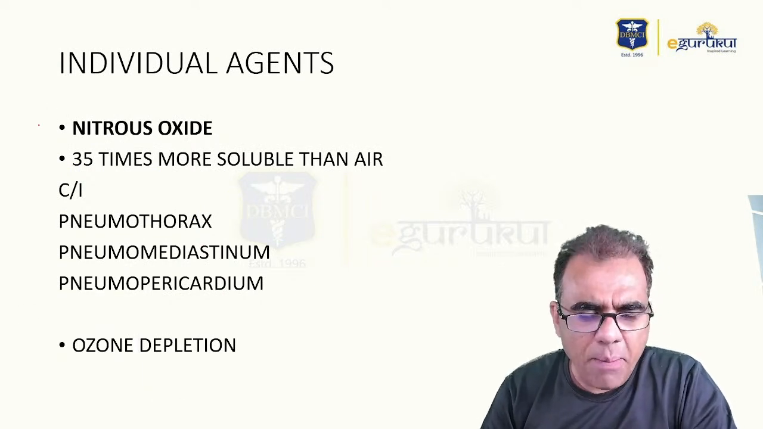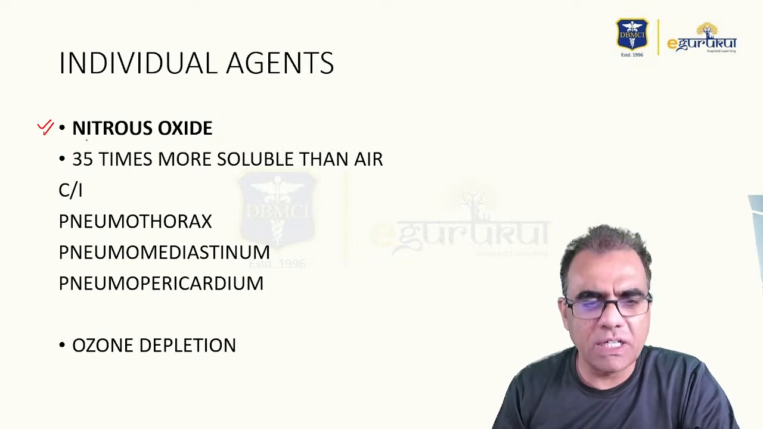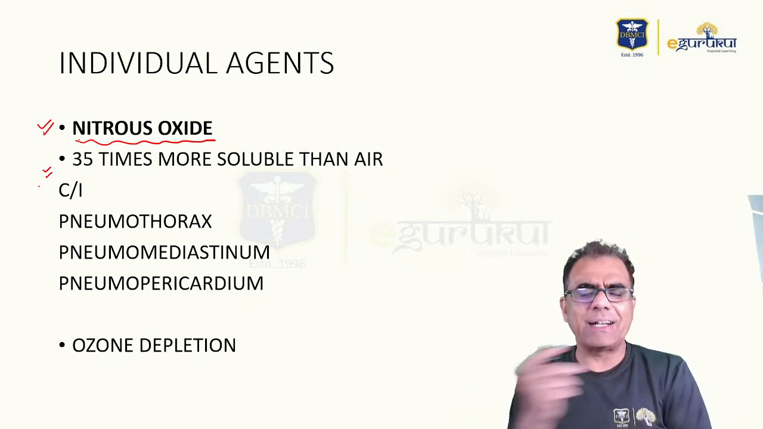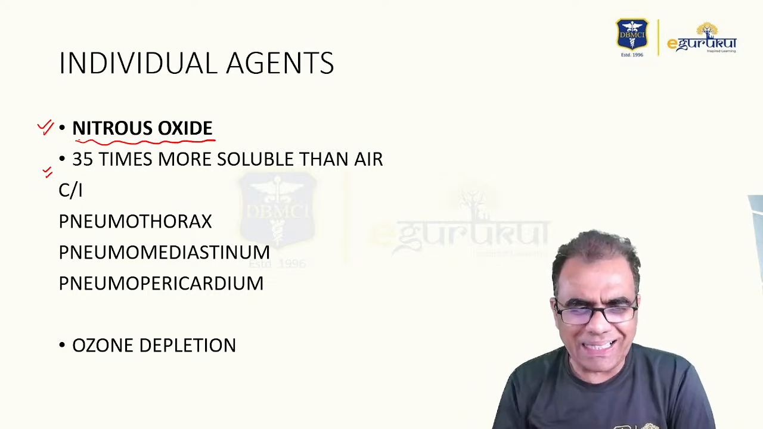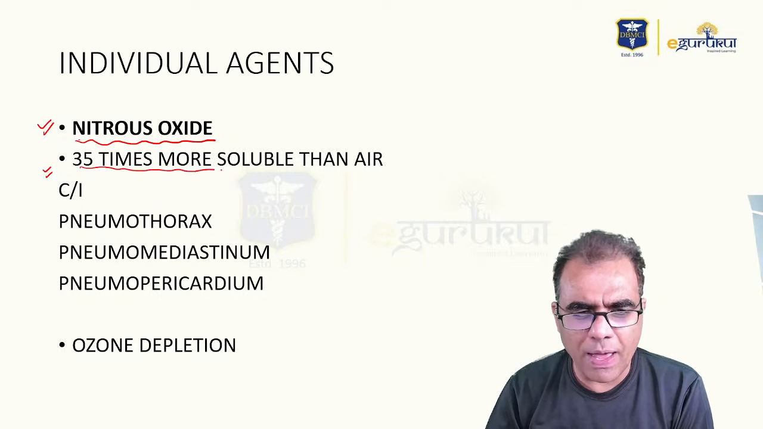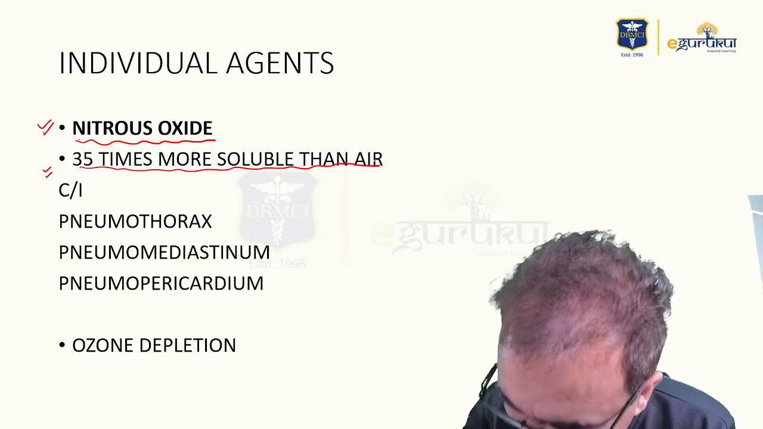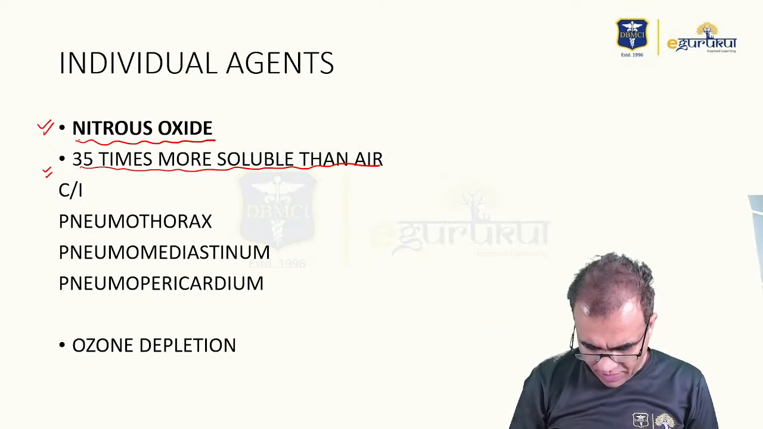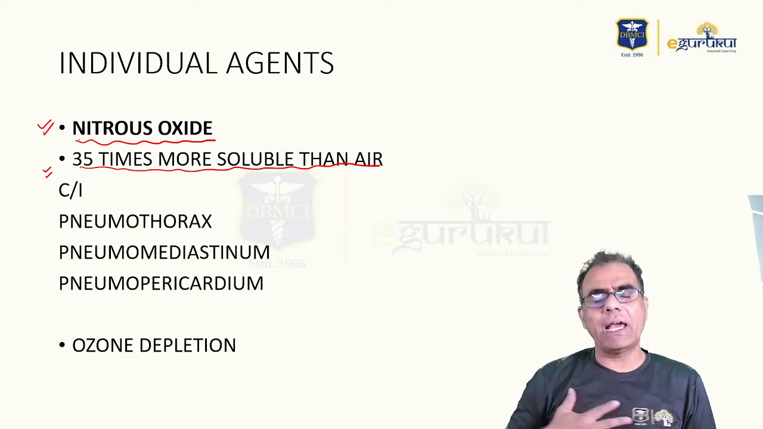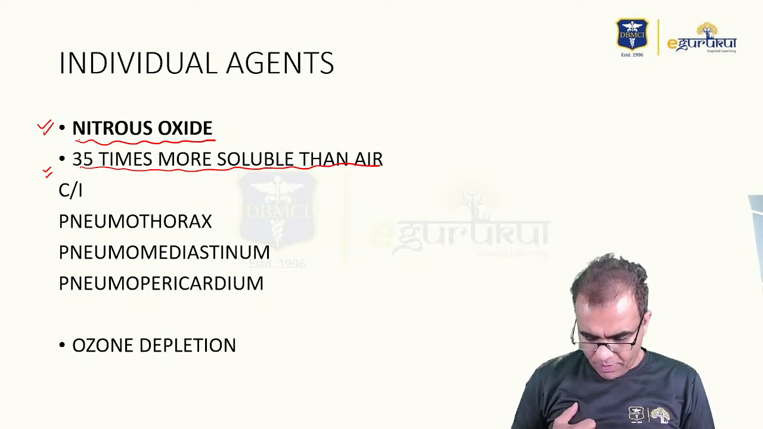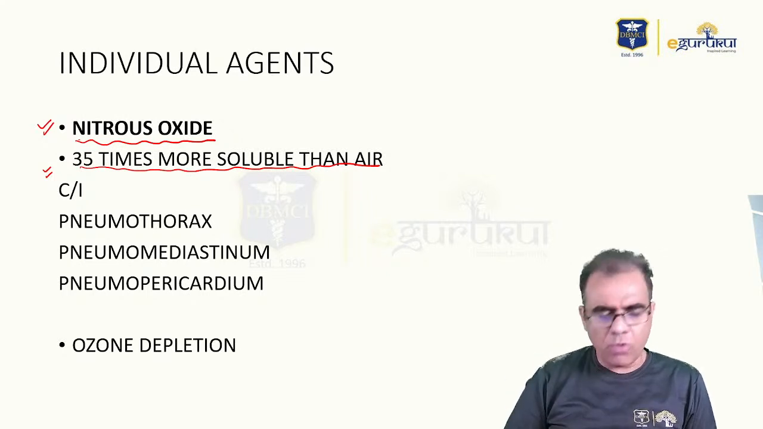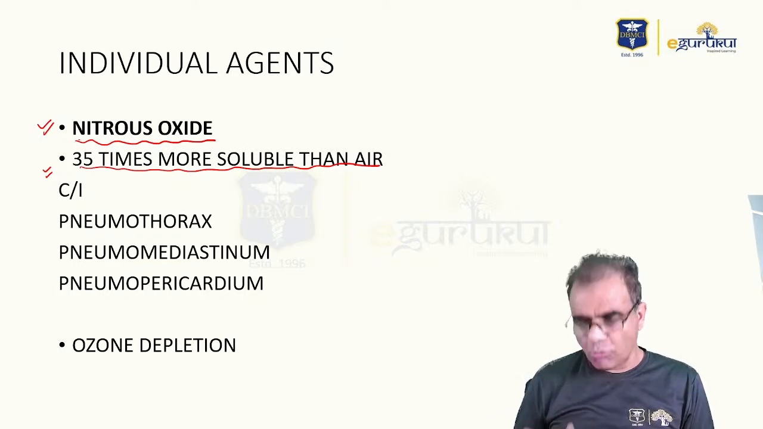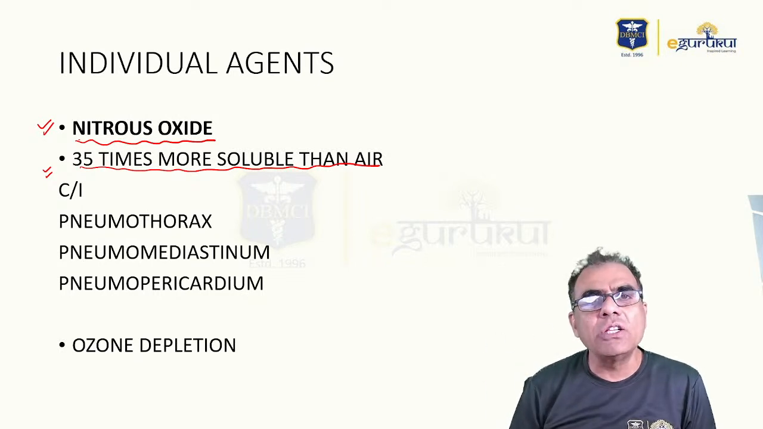Now coming to important property of each of these agents, nitrous oxide. One of the very important properties, or you can say disadvantages, of nitrous oxide is that it is 35 times more soluble than air. What do you mean by that? If there is any air present in the body, particularly in a closed space, like say pleural cavity, what will happen? For 1 mole of air removed will be replaced with 35 molecules of nitrous oxide. So imagine how fast a small pneumothorax will get converted into tension pneumothorax.